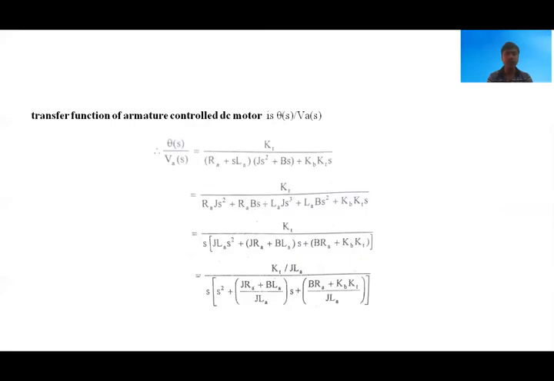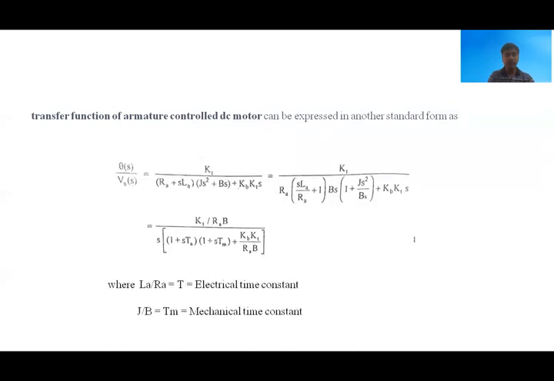This is the transfer function of armature controlled DC motor. This armature controlled DC motor transfer function can also be expressed in a different standard format. That is, theta of s by V of s is equal to Kt by (Ra plus s La) into (J s square plus B s) plus Kb Kt s. This is what we got in the previous slide.